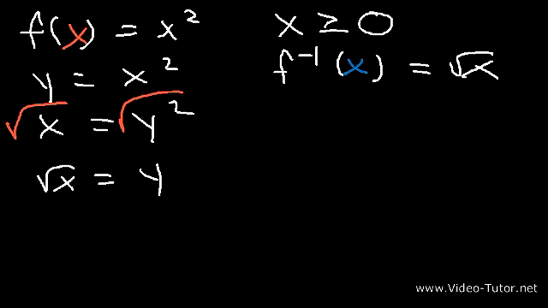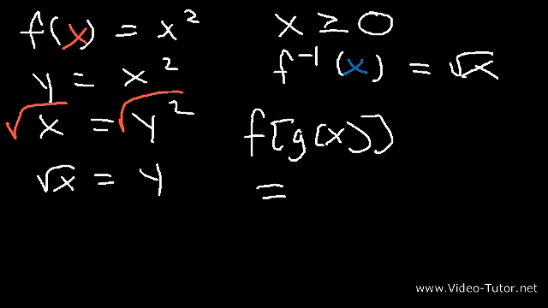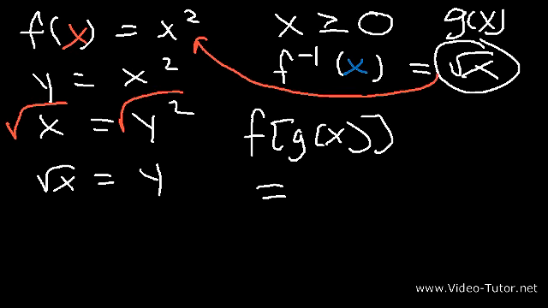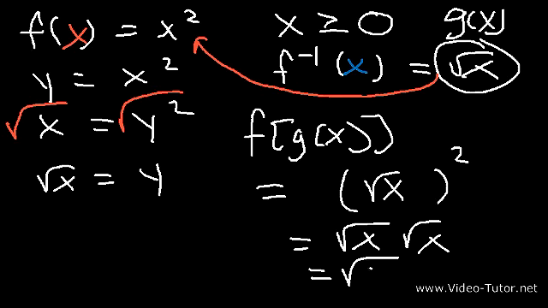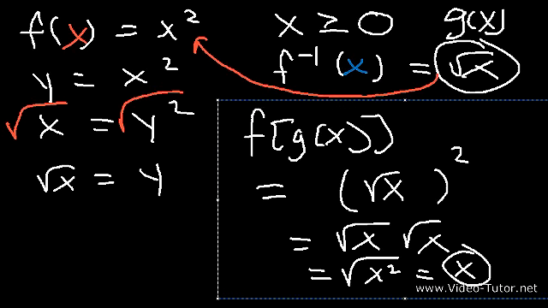Now, to prove that they're inverses of each other, we can find the value of f of g of x. So let's call this g of x. So let's take this and plug it in here. So it's going to be x squared, but we're going to replace x with the square root of x, which the square root of x squared is basically root x times root x, which is root x squared, and that's simply equal to x. And if you do it the other way, it's going to be the same. So you can see that they're inverses of each other.